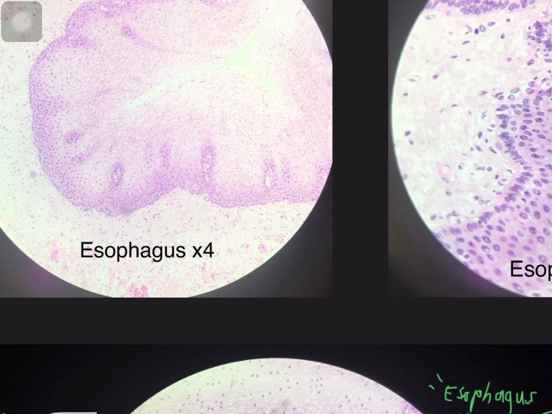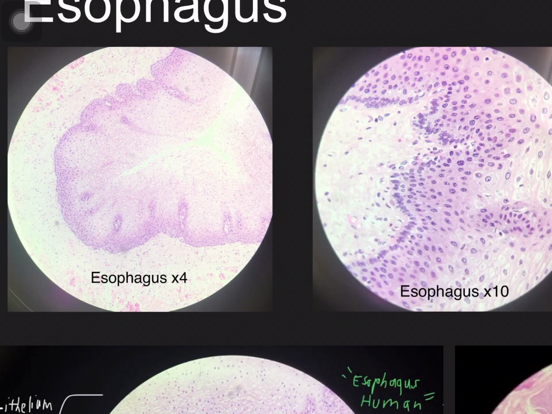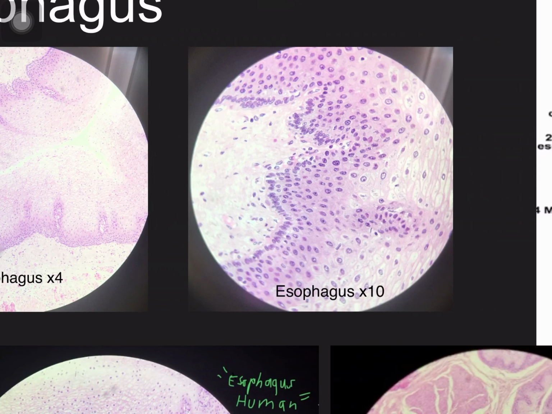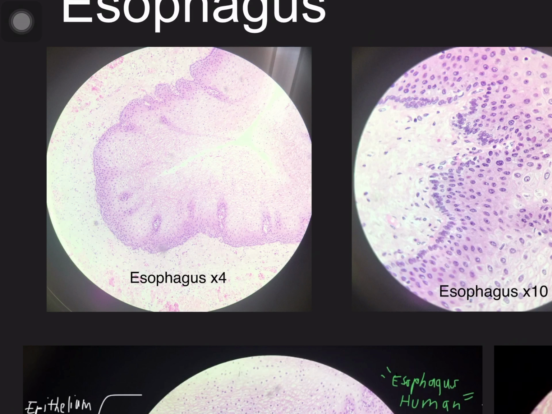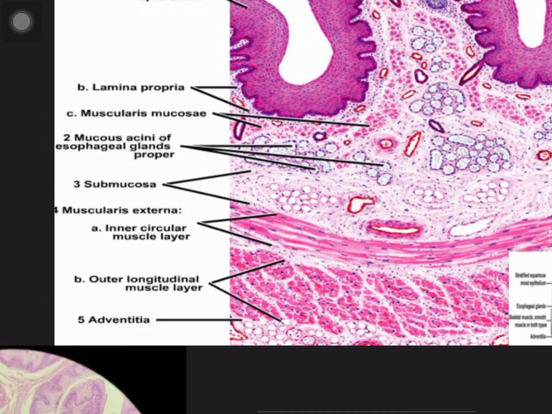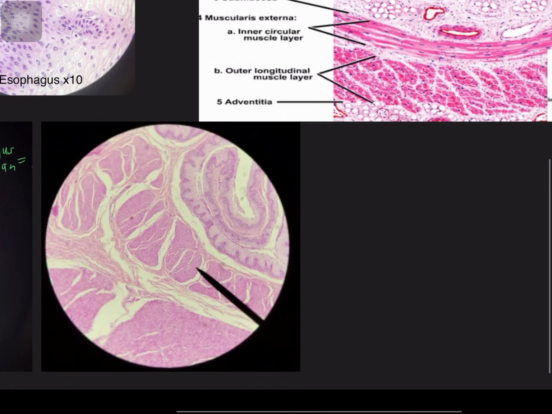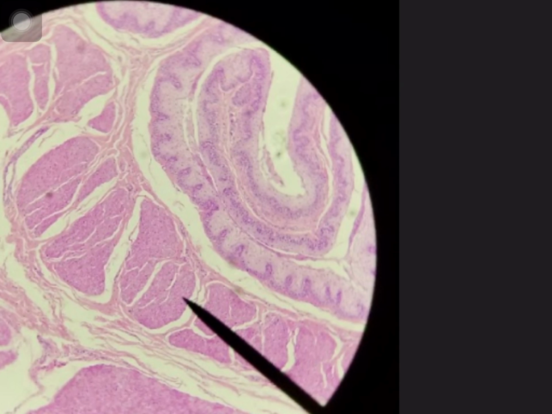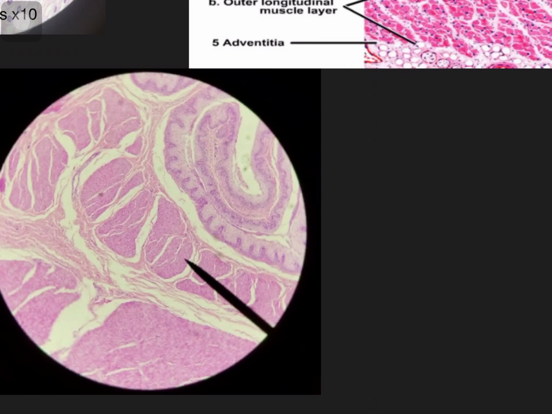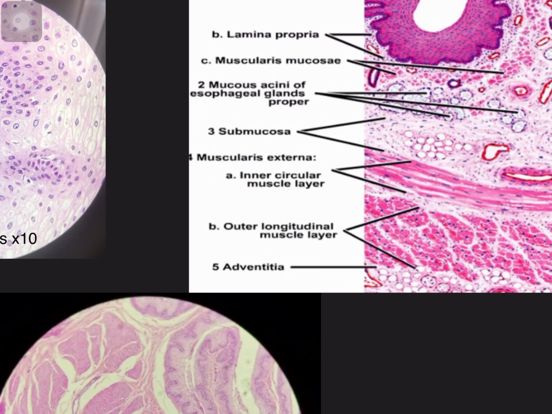Here's another view of an esophagus at 4 times magnification. Another view of the esophagus at 10 times magnification. So you can really see the epithelium here, the little folds on the top. Another different view of the esophagus right here. You can see some of the folds right there, and it's pretty much all over the place in that picture.